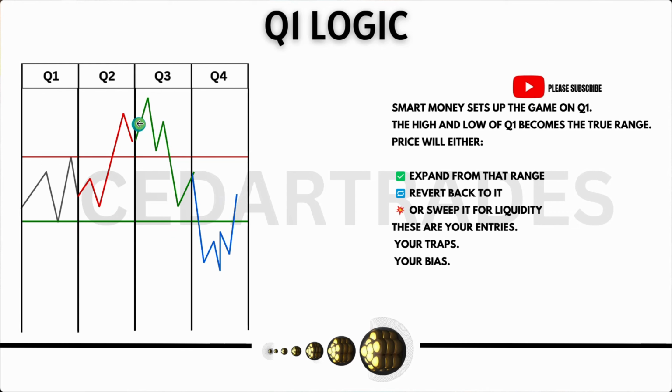We now start to see this move lower. So we expand from that range, revert back to it, or we sweep it for liquidity. So sometimes what happens is it goes higher like this, and then it comes back below 50%, and then it starts going higher instead of going lower like this. So you find the continuation, or you find the reversal here in Q4. So these are your entries, levels here, your entries, your traps, and also your buyers as well, depending on where you are in a specific quarter. That is after the first quarter of whatever cycle you are looking at.